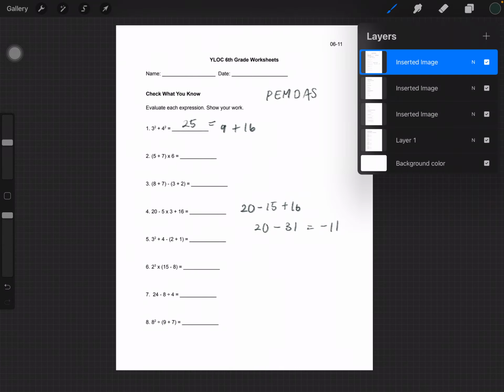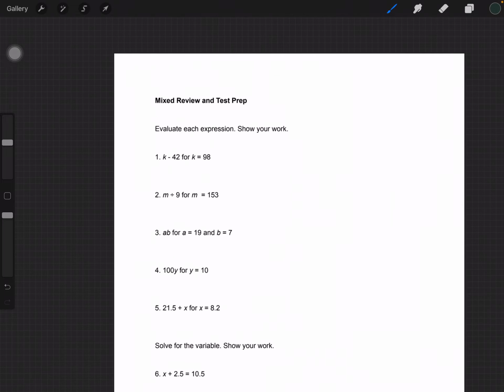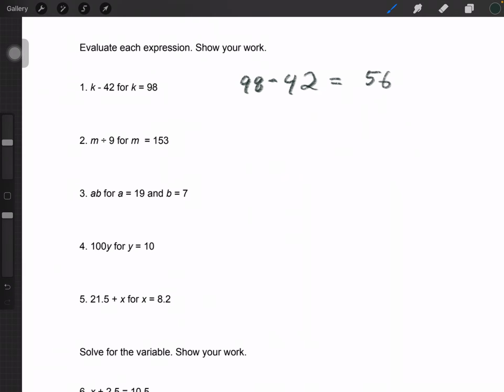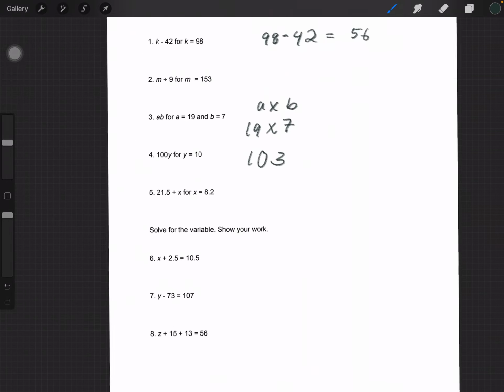Okay, so the second page is titled Mixed Review and Test Prep, and they want us to evaluate each expression and to show our work. So k minus 42, and we're given that k is equal to 98. So this means that 98 minus 42 is equal to 56. And the same goes for all the rest of these. Number 3 gives you 2 variables, and AB just means A times B. So we're given 19 times 7, and that should give us 103, I believe.